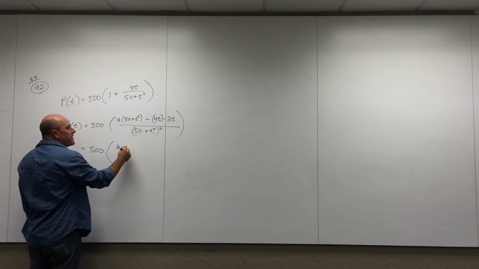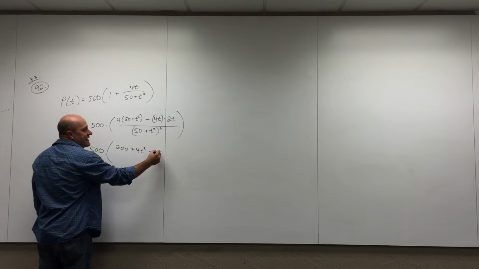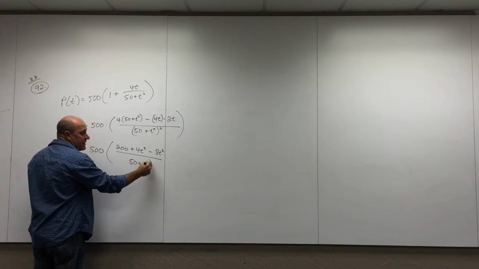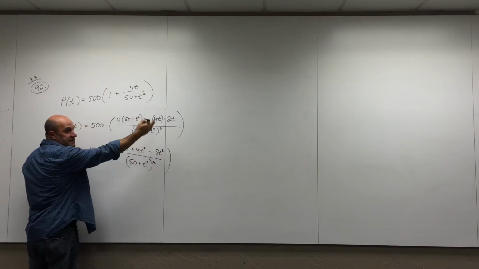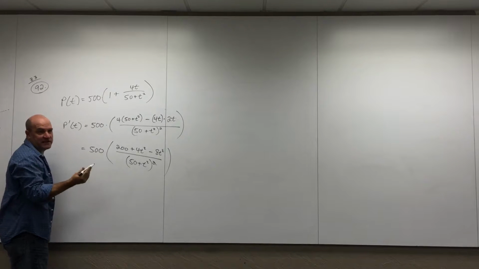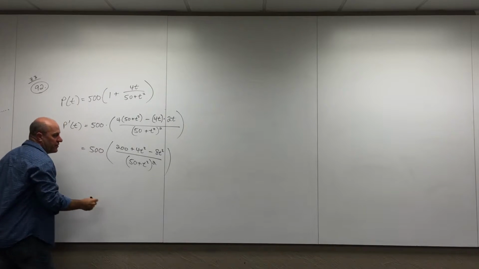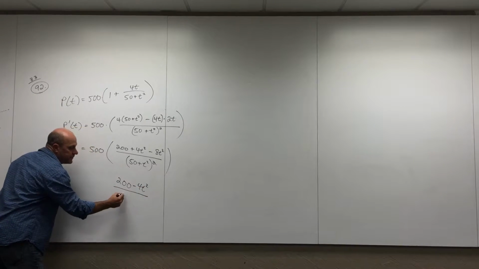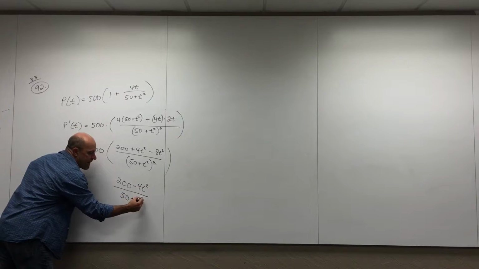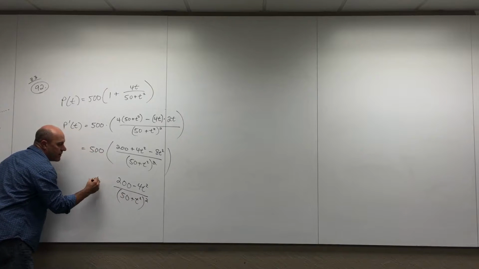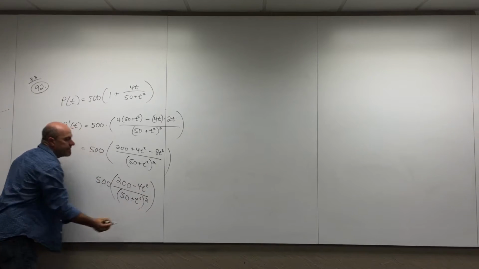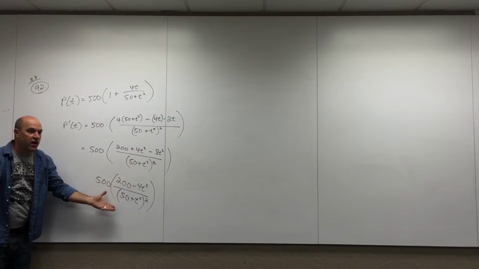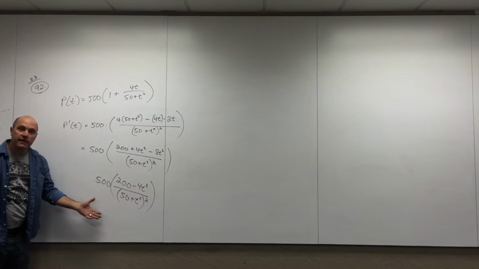That's 200 plus 4t squared minus 8t squared. The reason I decided to clean it up is because it's easy, right? You with me? Look how easy it is. You distribute and clean up the numerator. That's all you're doing. What is that? 200 minus 4t squared in the numerator. Are you guys with me? Distribute and clean up your numerator. That's really all there was to it, so I went ahead and did it.